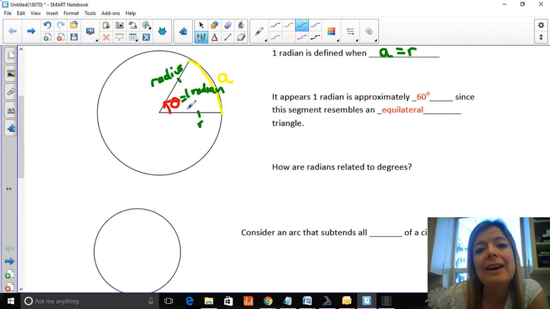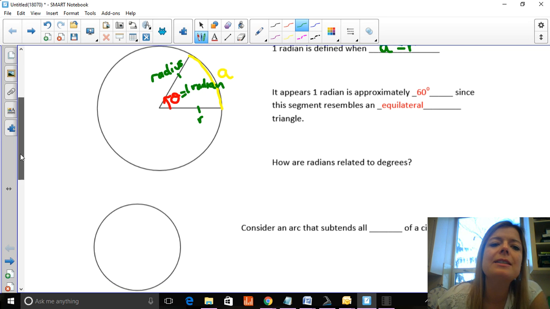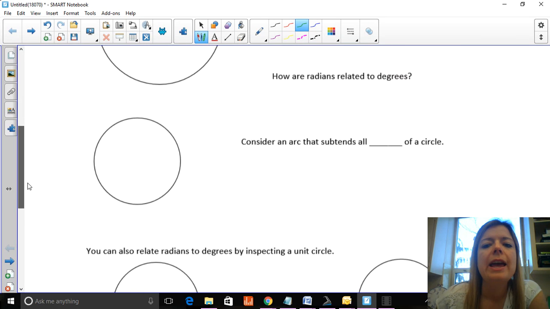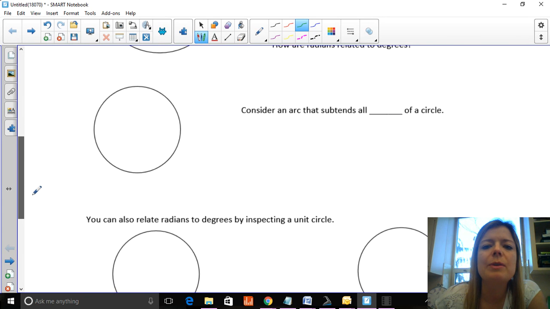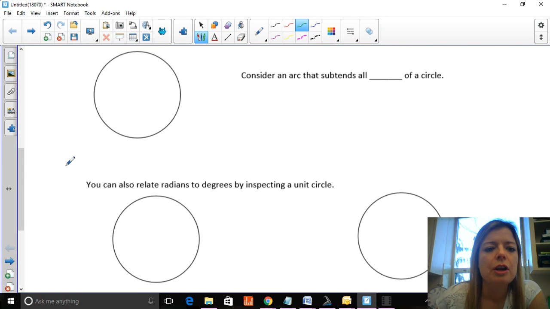Okay, so it appears that 1 radian is approximately 60 degrees because this segment here would resemble an equilateral triangle, since this is the radius and this is the radius and this arc is the same as the radius, and so if it were a triangle it would be equilateral. So that's interesting, but it's not exactly 60 degrees. So if we know degrees, how can we change it to radians is our question. So we're going to develop that right now.